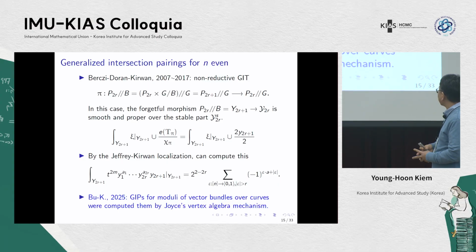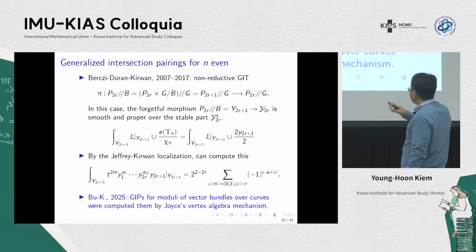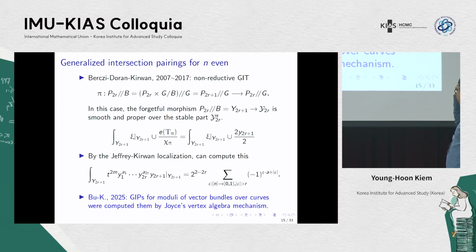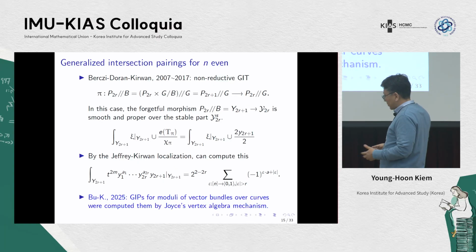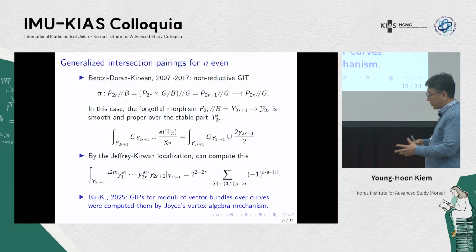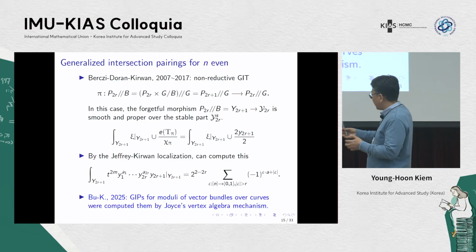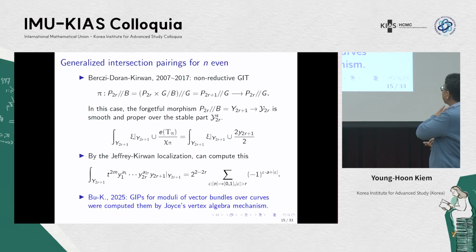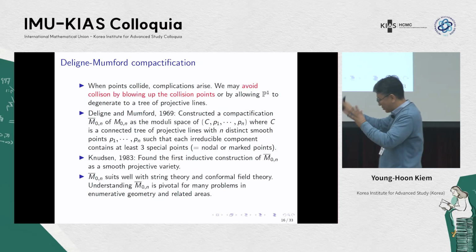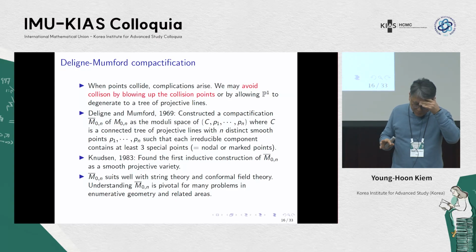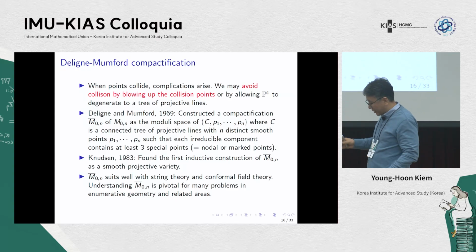And last year, I want to say that I proved a small result with Chen-Jing Bu, and it's about generalized intersection pairings on moduli spaces of vector bundles over curves. And there are 4 different ways, and then all these intersection numbers can be compared by Dominic Joyce's vertex algebra mechanism. Okay, let's just move on. Okay, so that's all I wanted to say about GIT compactification.